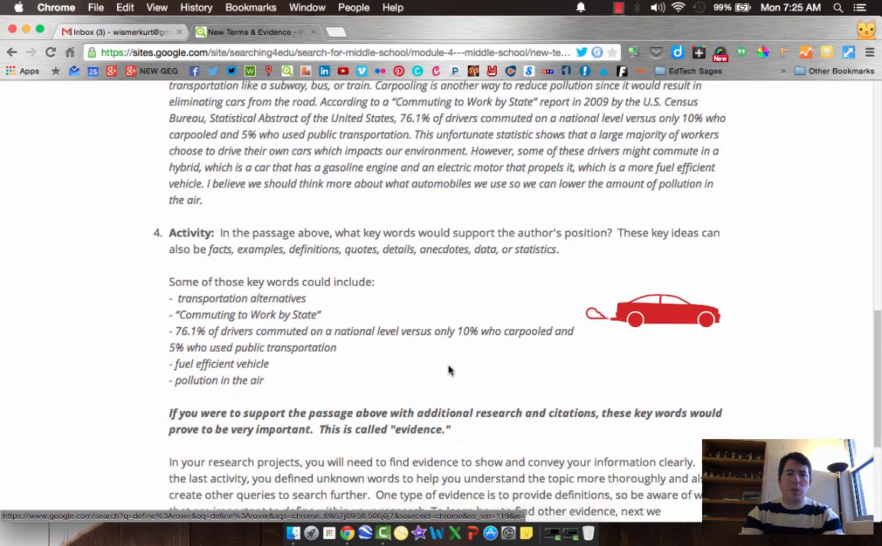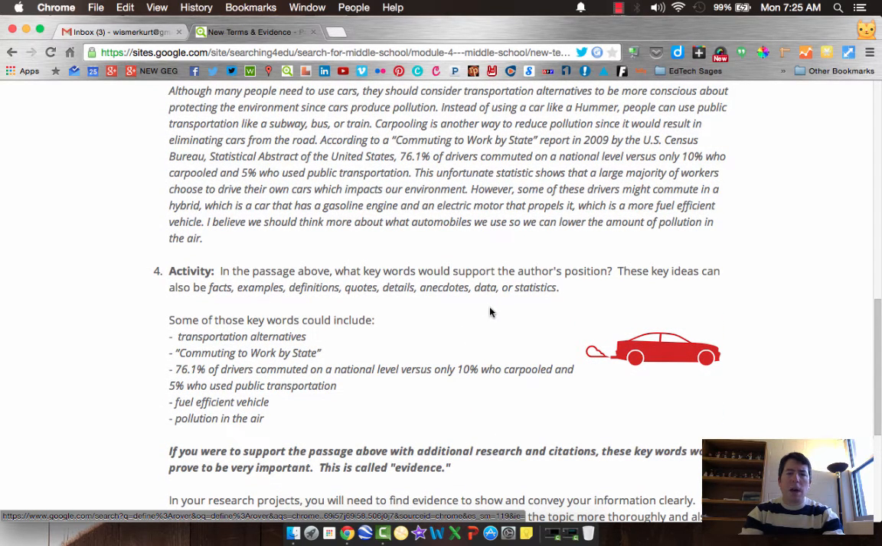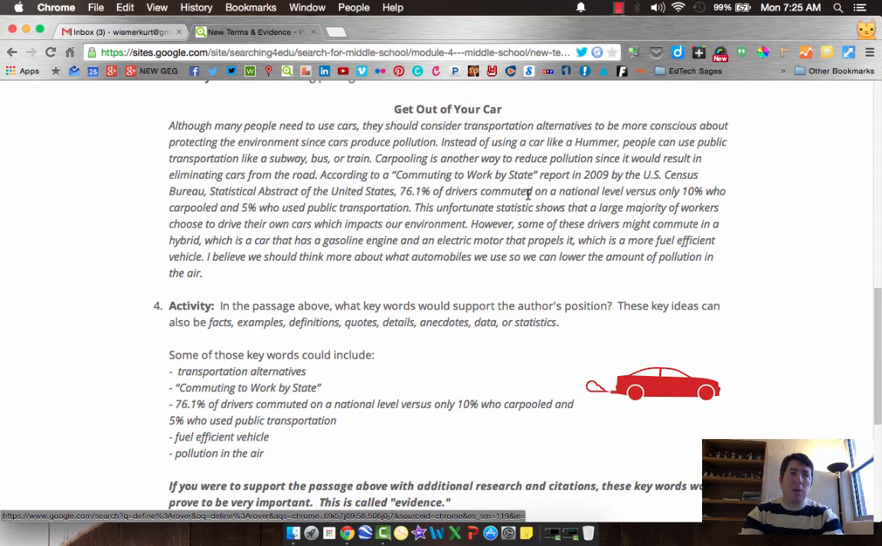In the activity, what we want to be able to look for is evidence, or keywords that support the author's position. So they may be facts, examples, definitions, quotes, details, anecdotes, data, or statistics. Well, if you read this, you notice that there were some statistics and evidence in here. So we've got commuting to work by state report. We've got some statistics here, and some other keywords that I came up with: transportation alternatives, fuel efficient vehicle, pollution in the air. So these are all what we would consider keywords.